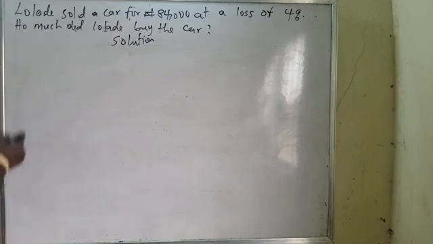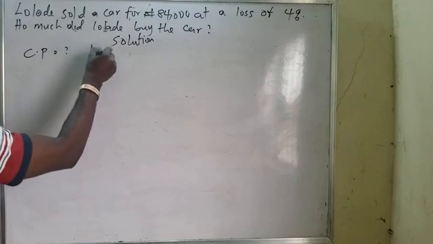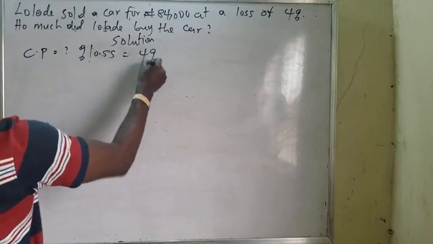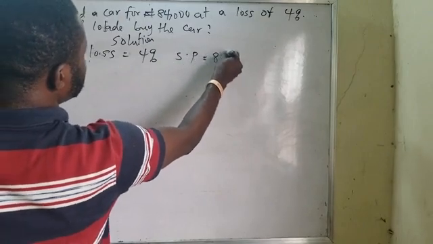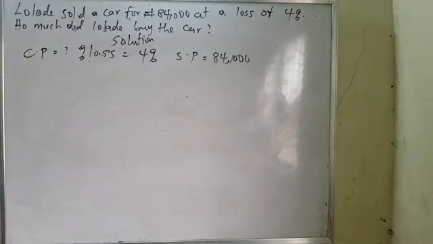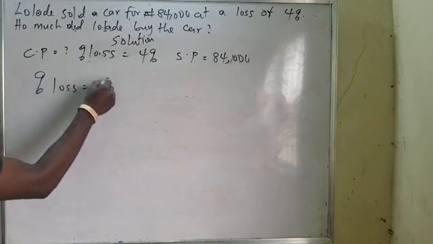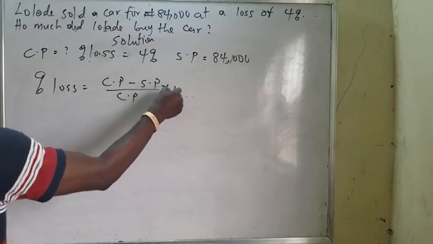It means I'm looking for the cost price, which is the question mark. Now, at a loss, it means I'm talking about percentage loss, which equals 4%. And he sold the car for this amount. That is the amount of money she sold the car. Since I have that, I can say that my percentage loss equals cost price minus selling price divided by cost price multiplied by 100.